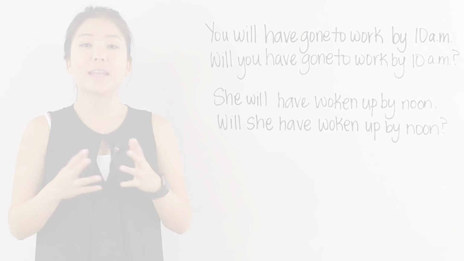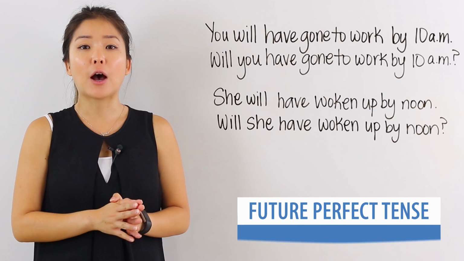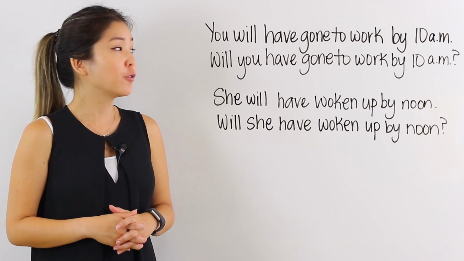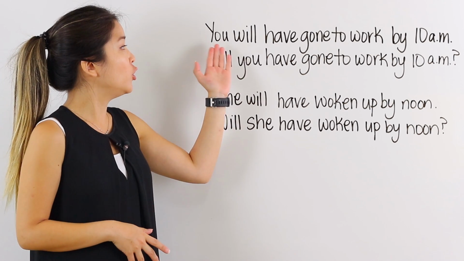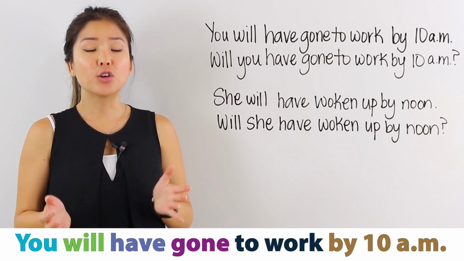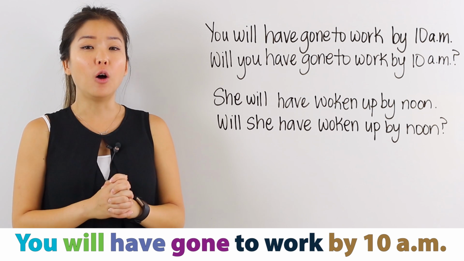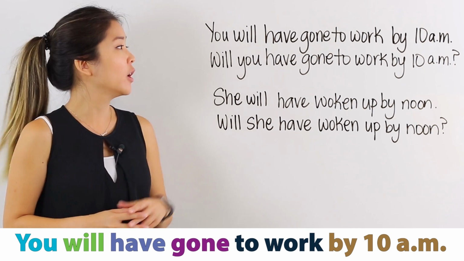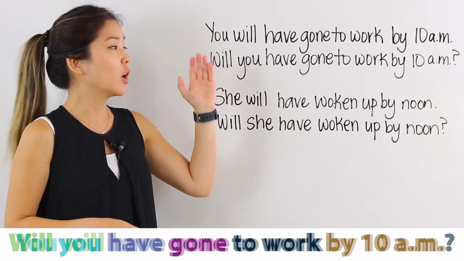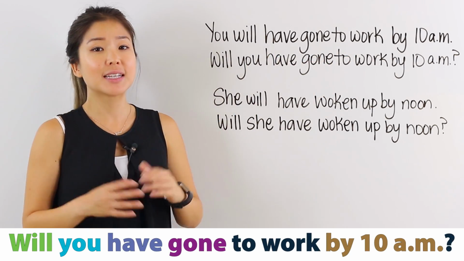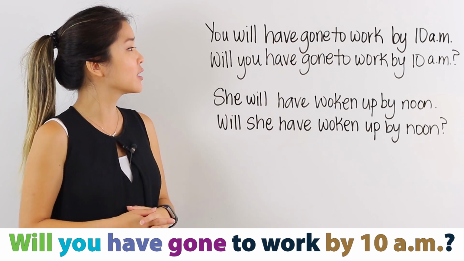Let's move on. Now, let's move on to how to form questions in the future perfect tense. The first sentence here says, you will have gone to work by 10 a.m. To turn this into a question, all we have to do is switch the order of the first two words. You will becomes will you. You'll notice that the rest of the question stays the same as the sentence.